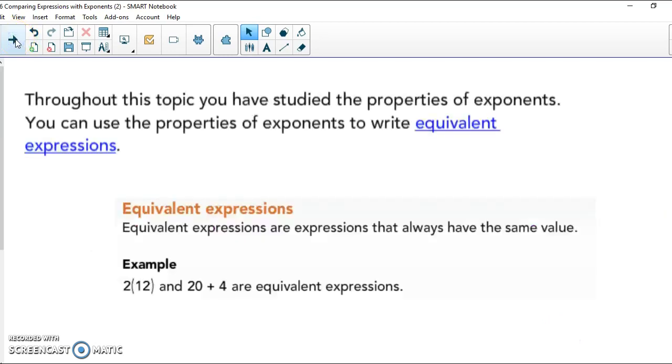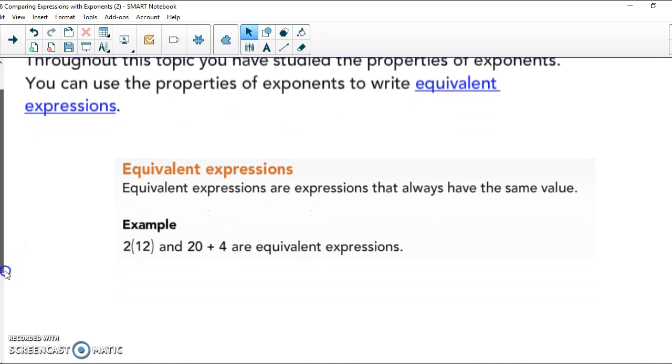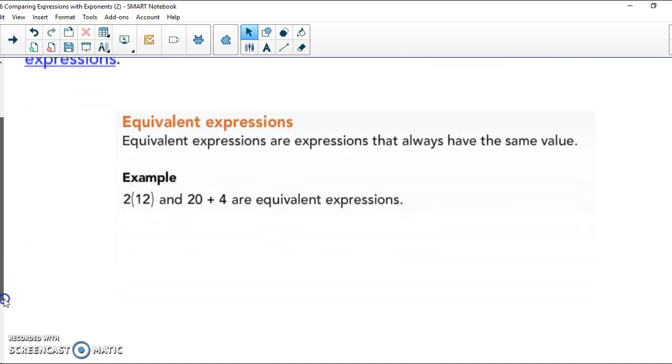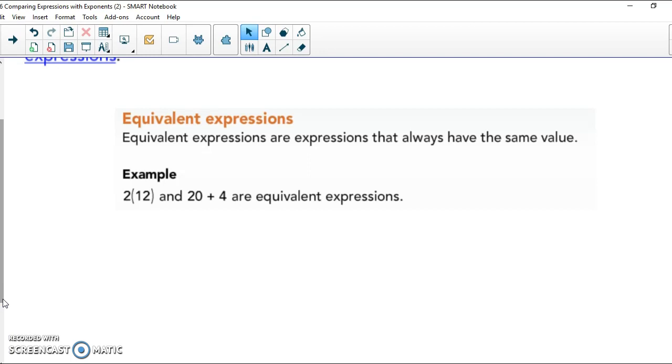This is 5.6. So we've been studying the properties, and now we're going to start applying those to write our own equivalent expressions. So not just using them to simplify, but now we will use those properties to help us write new expressions. Just as a reminder, equivalent expressions are ones that always have the same value. So just like 2/3 is equivalent to 4/6, both of those fractions have the same value. It's just different ways of naming that value.